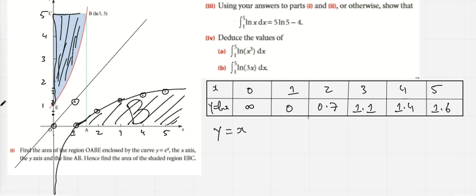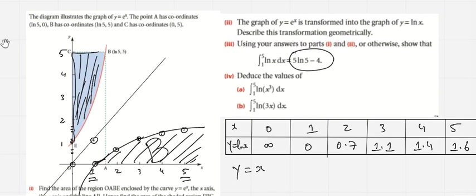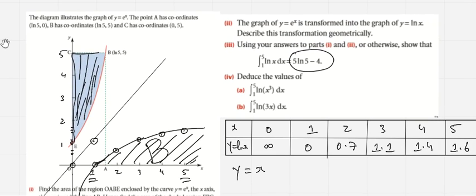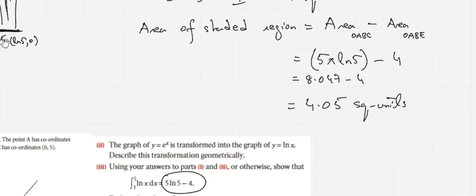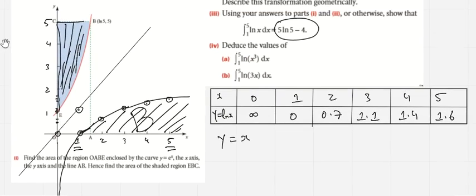Part 3 says that using your answers in part 1 and 2 or otherwise, show that the area of the region under the curve ln x going from 1 to 5 is equal to this. As the area of the purple region is the reflection of the area of this region B, and as we have just calculated over here that the area of this shaded region was 5 ln 5 minus 4, the area of region B is also going to be 5 ln 5 minus 4.